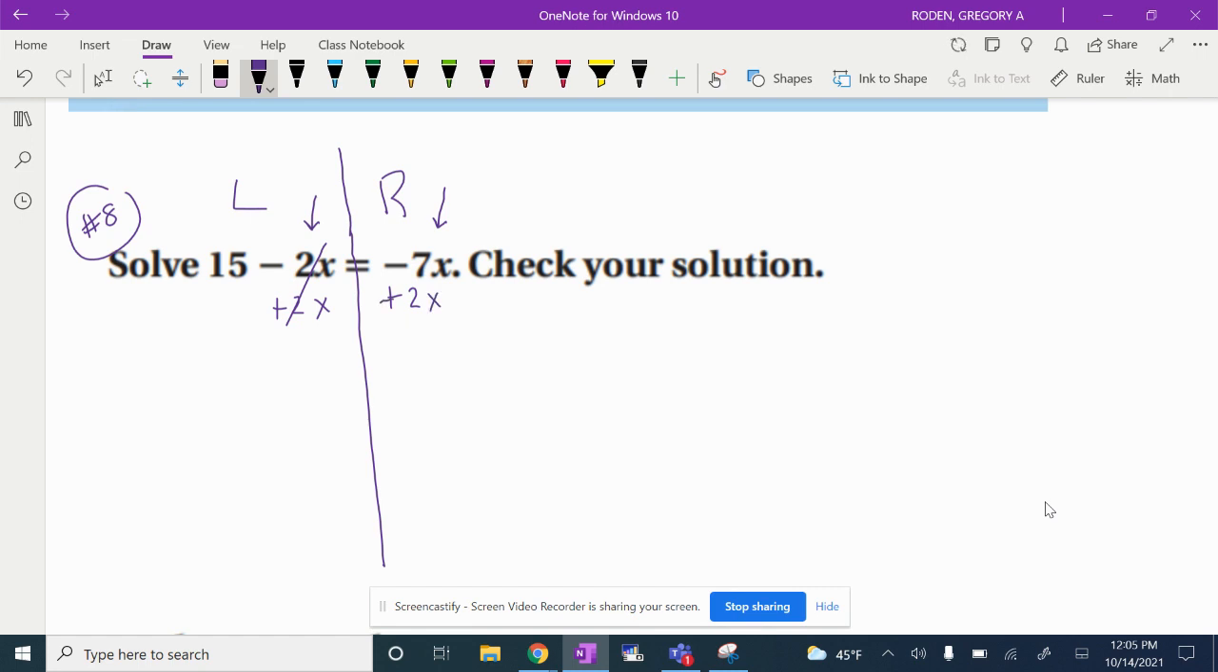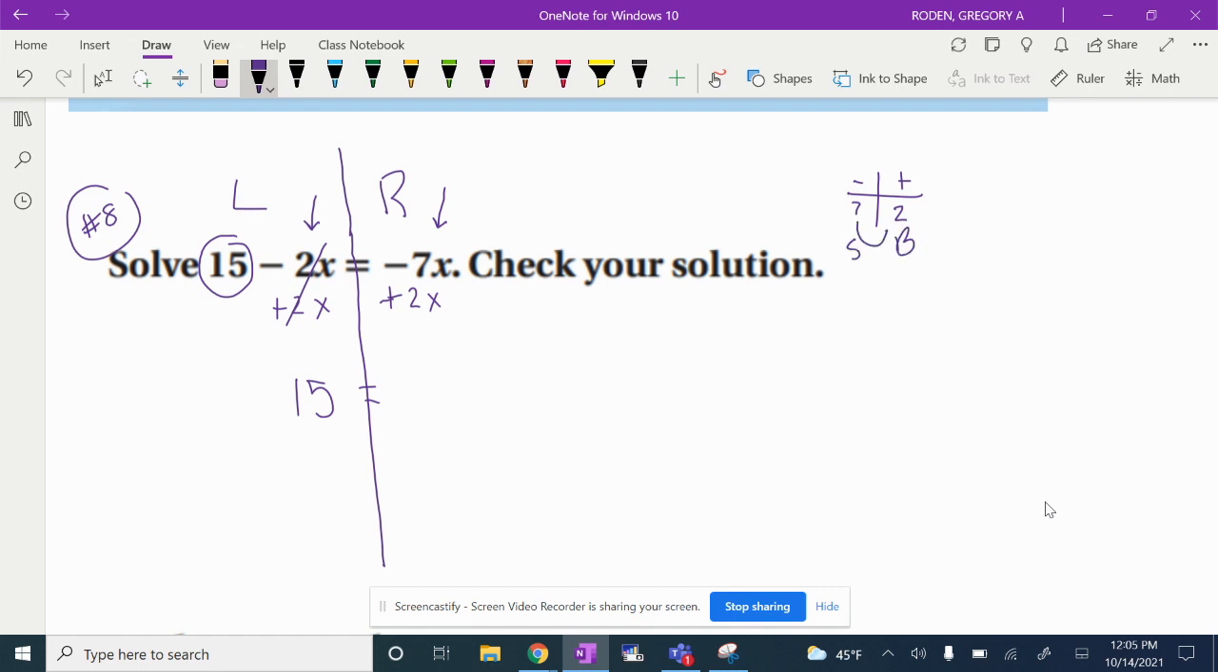You guys see that? So now this 15 is still here. So we have 15 is equal to, the 2x is canceled, but now I have negative 7x plus 2x. So I'll go ahead and do my chart. I got my negative positive chart. I've got my 7 that's negative, and I've got my 2 that's positive. So then I just subtract.